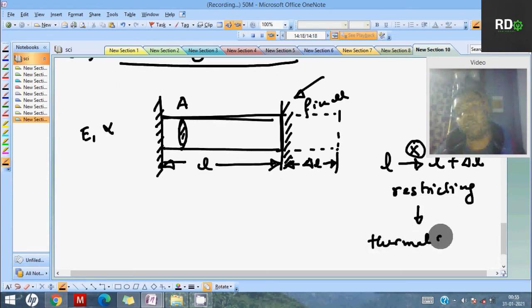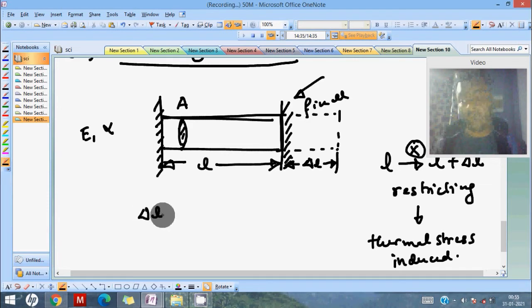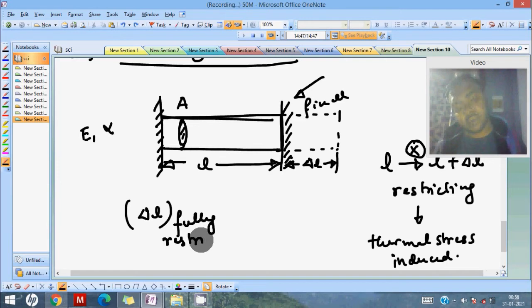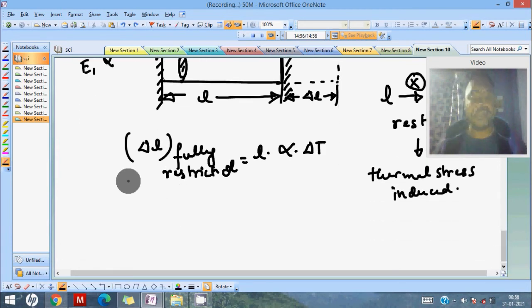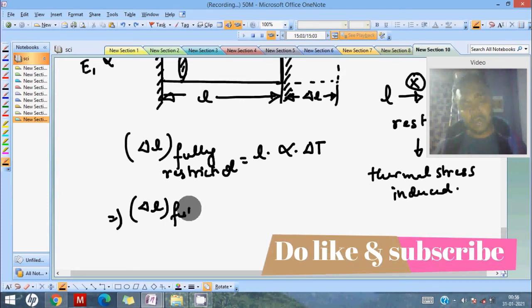Are you getting my point? Your thermal stress will be induced, because you are giving a stoppage or a restriction to the molecules of the beam. So your delta L for fully restricted, let me write it again, the formula remains the same. That is L into alpha into delta T. Delta L is the change in length. So if you take it as delta L, let me write it as res.